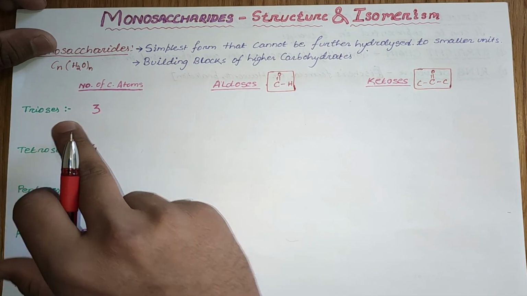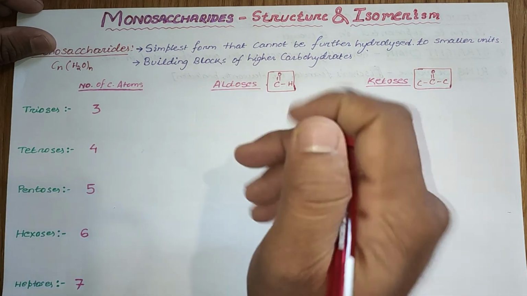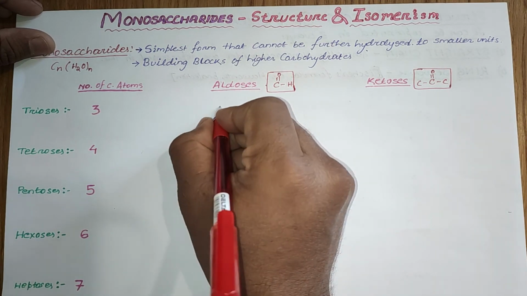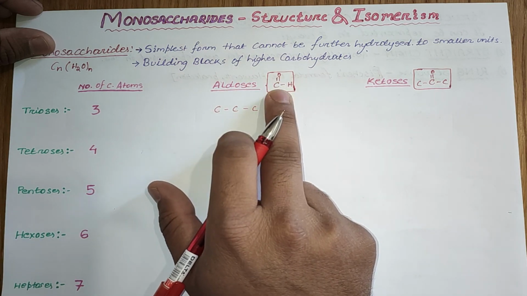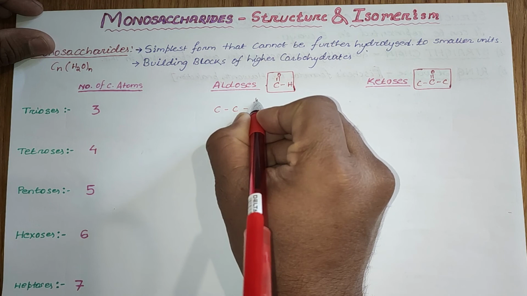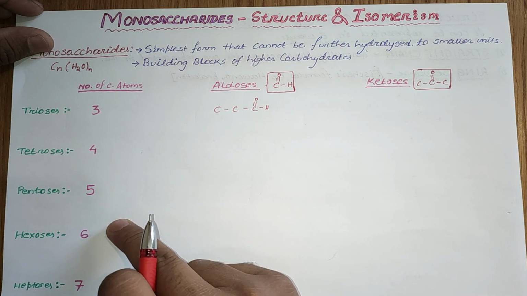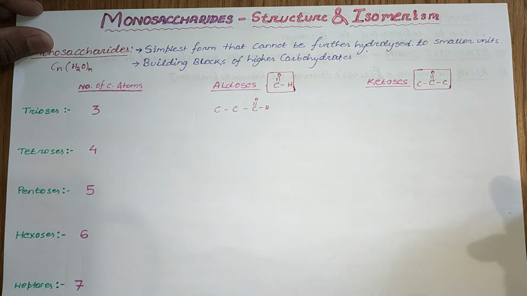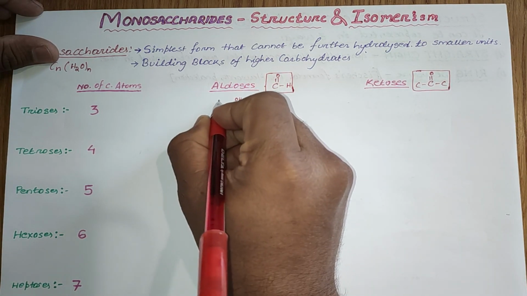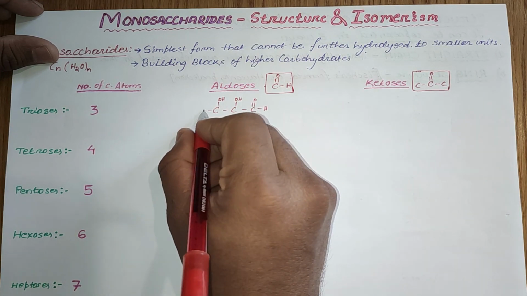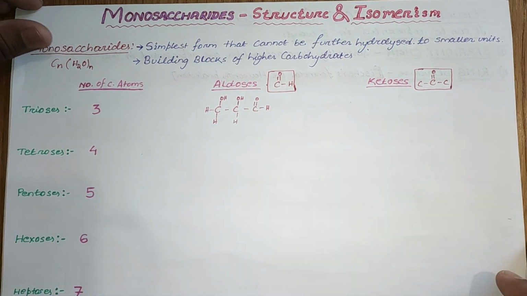Then examples of trioses. According to the number of carbon atoms, trioses contain 3 carbon atoms. So let's draw 3 carbon atoms for aldoses. For aldoses, the functional group is the aldehydic group. These monosaccharides are polyhydroxy, which means they contain hydroxy groups. Other remaining bonds will be hydrogen. It has completed its 4 bonds.